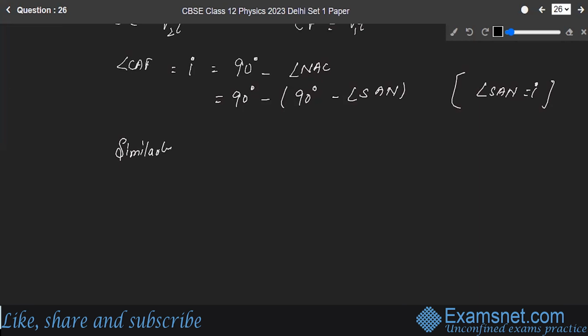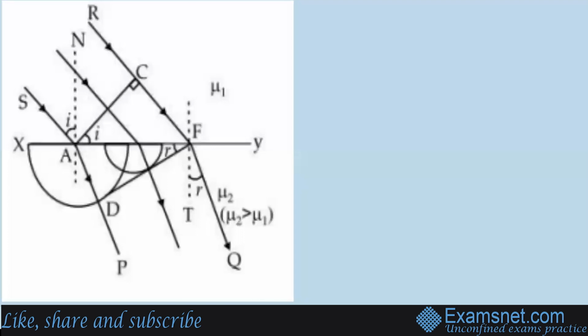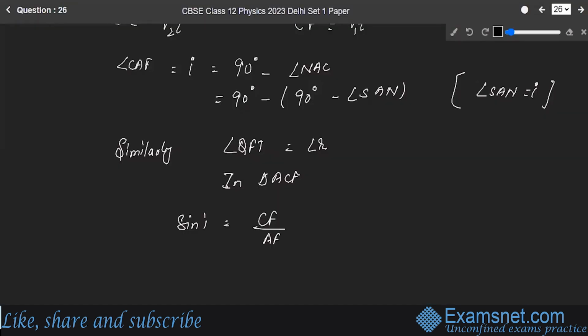Similarly, you have one more angle, QFT, which is equal to angle R. In the triangle ACF, you have sine I is equal to CF upon AF. Please refer to this figure. You can take a screenshot of it. So sine I is equal to CF upon AF, which is equal to V1T upon AF.